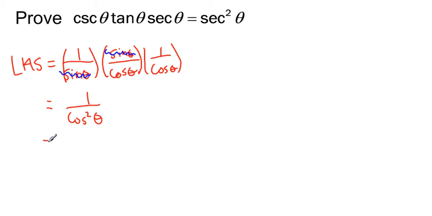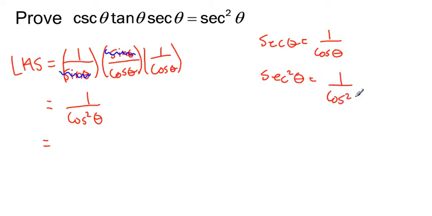And we know that secant and cos are related, so secant theta is the same as 1 over cos theta. So secant squared theta is the same as 1 over cos squared theta. So I can take this 1 over cos squared theta and replace it with secant squared theta. So that's what we'll have, secant squared theta, just like that. And that's equal to our right-hand side, and our proof is done. Simple as that, guys.